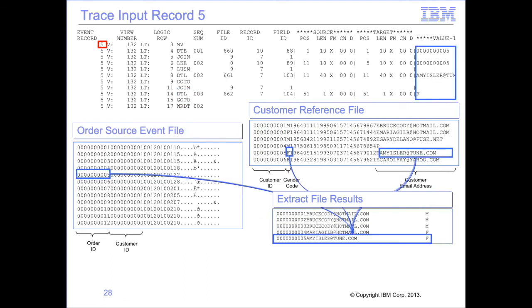Processing for the next 4 records continues following the same execution pattern as record number 1. The only changes in the trace are the event record number and the values on the DTE, LKE, and both DTL functions. The values from the order and customer files are moved to the extract file.